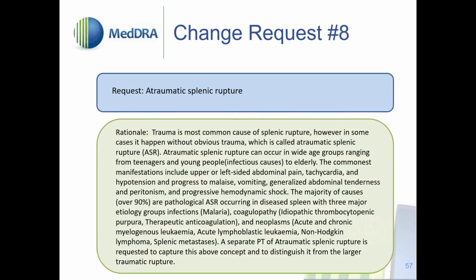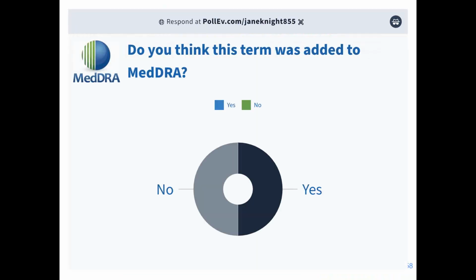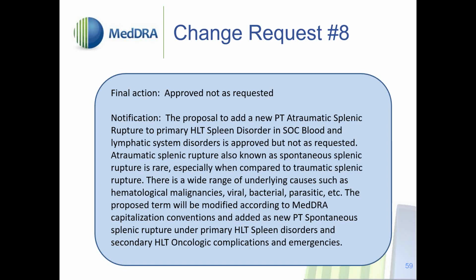So this is what they're asking for, a PT. For this, what would you do here? Would you add that one? Atraumatic splenic rupture. So, yes, that was overwhelming. You'd have a quick discussion on that one. Somebody's playing devil's advocate with their 13%, perhaps, but atraumatic splenic rupture. Would you add it? So let's see. Has everyone voted that wants to vote? It was approved, but not as requested.